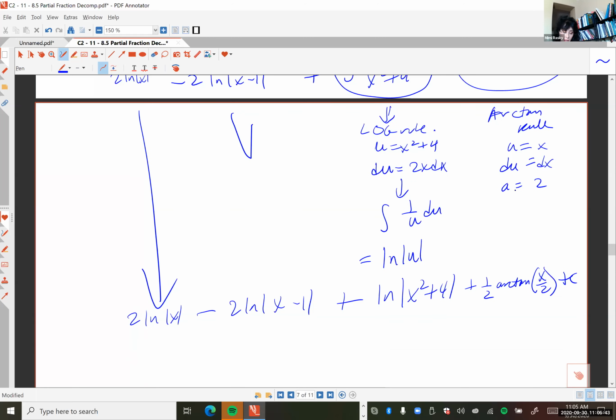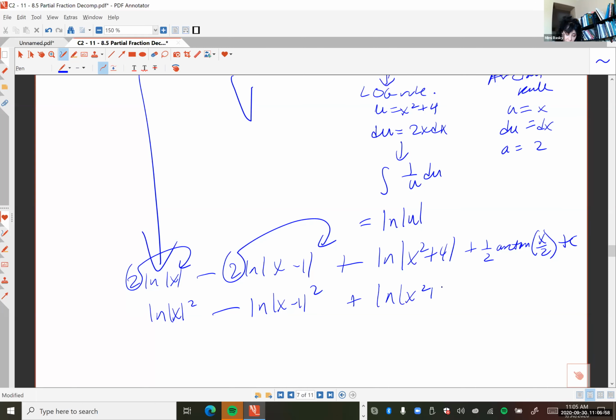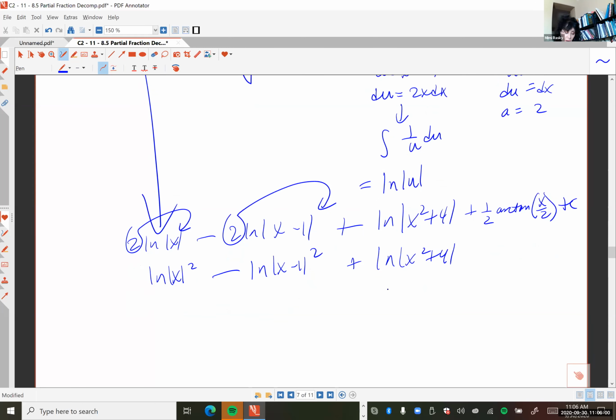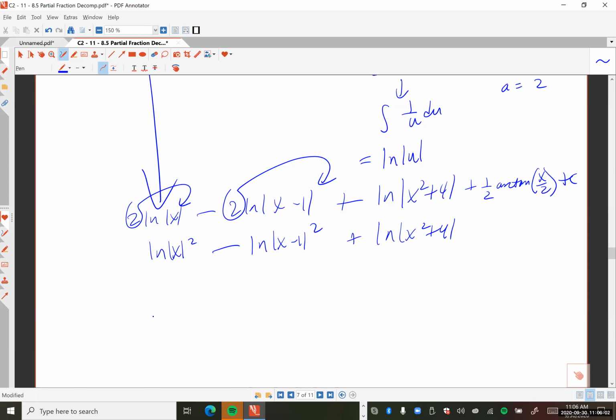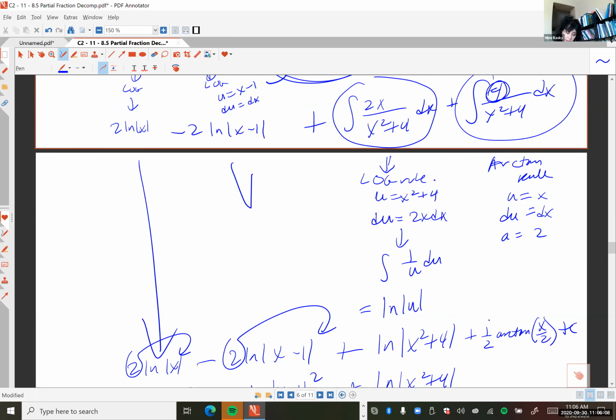And we're done, although they may ask you to clean up all of these logs. So if they do, this is what you would do. You would first start condensing by taking those coefficients and putting them as powers. 4 for arctan. Yeah, isn't it supposed to be 2 for arctan? Yeah, arctan. Sorry, I forgot my 4. Yes, I want a 4 over 2, so that reduces to 2. Thank you.